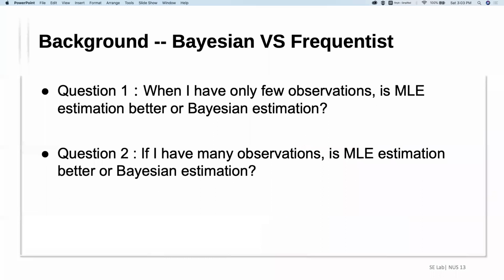Here I prepared a question: when I have only a few observations, is MLE estimation better or Bayesian estimation better? Yeah, that's a good question. You can pinpoint someone to answer. Maybe Wang Chao? From me, Bayesian is better because the observations are too few. Yeah, exactly. If we have few observations, then the data we have are unreliable, so I should rely more on my prior belief.